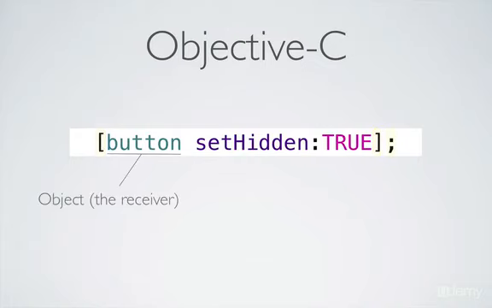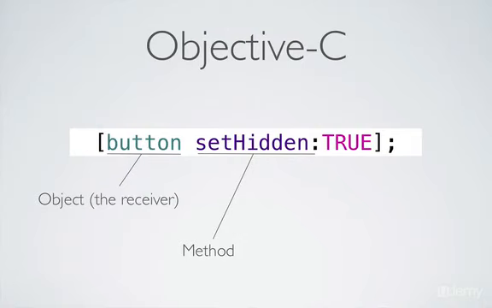The first part of the message is the object. In this case, that's the button. The second part tells the object what to do, and that's called the method. In this case, the method is setHidden, and it's telling the button, which is the object, that it needs to do something called setHidden.